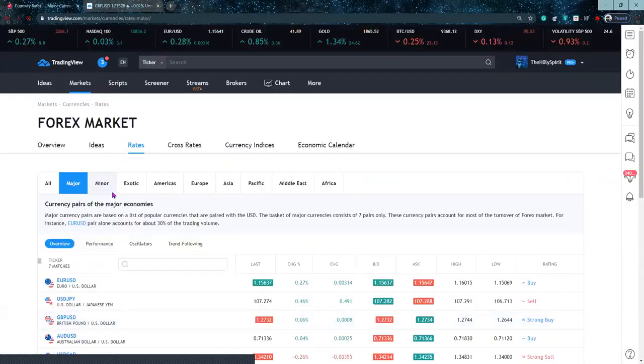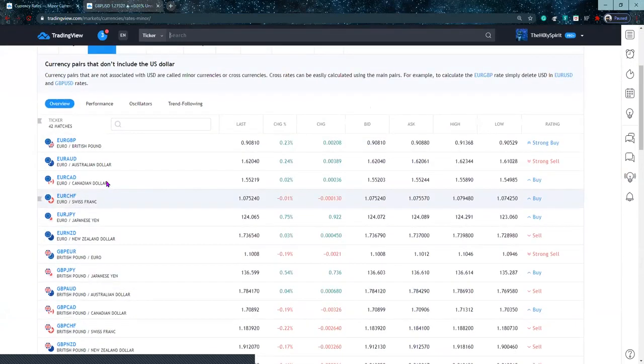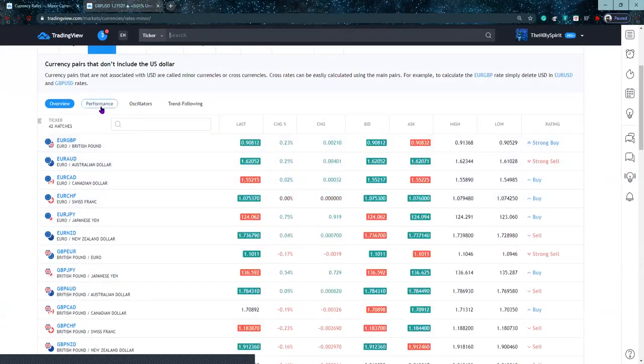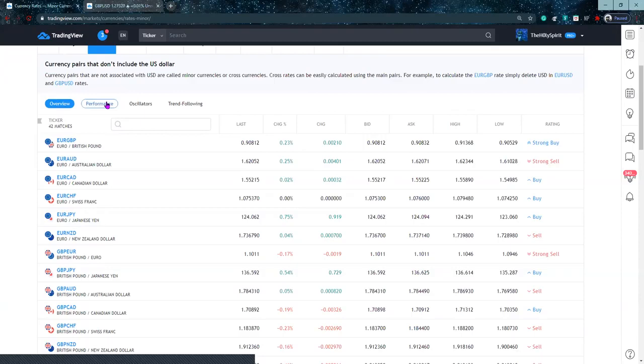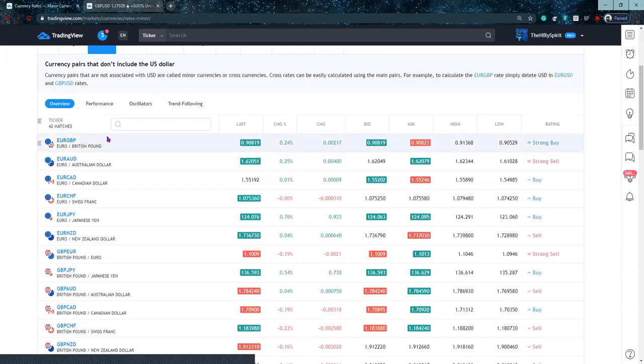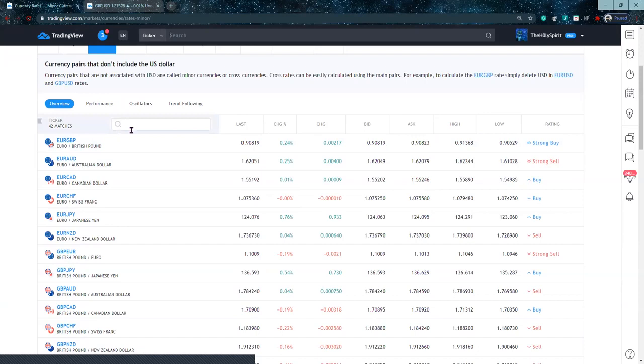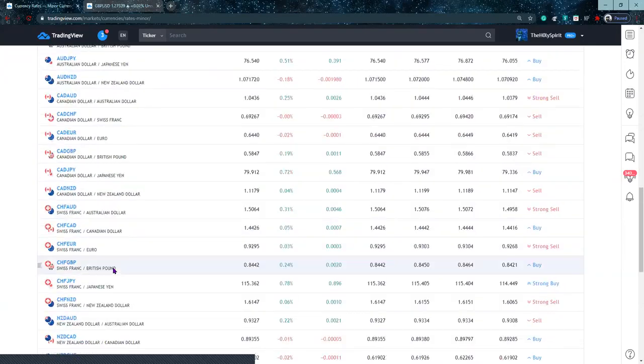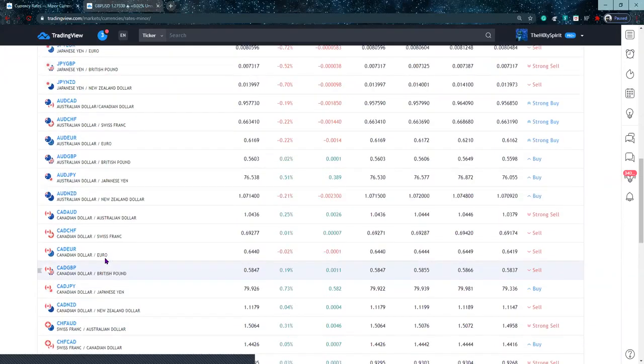Now, these are just some currencies that we have. We also have minor currencies. And these minor currencies exchange all the ones in the middle that you saw before, right? So, for example, Euro GBP is the euro versus the Great British Pound, right? Euro AUD is the euro versus the Australian dollar, right? Euro CAD is the euro versus the Canadian dollar. All these, as you go down the list, you'll be able to trade all of them.